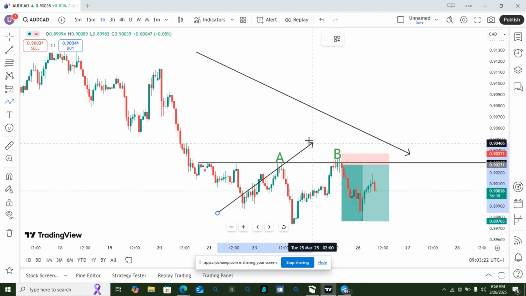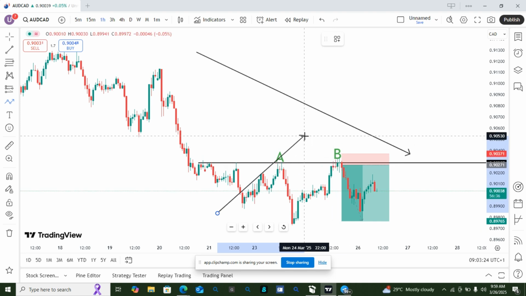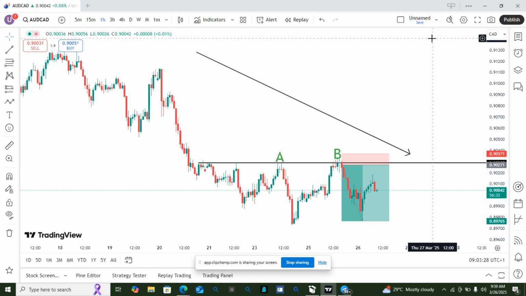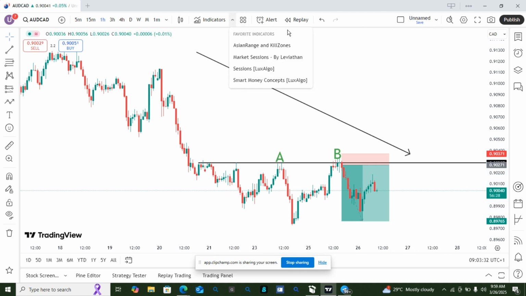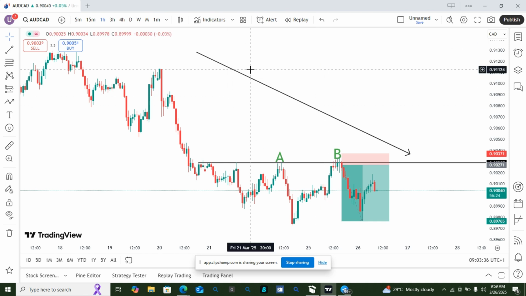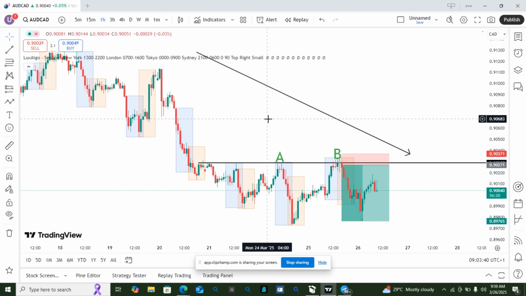Okay, so I move down to a lower time frame, but before I move down to the lower time frame, I now put up my session breaker. I have it already, so this is the session breaker by Los Argo. When I click it, it appears. You can see it, it appears. Now let me set it before your very eyes.